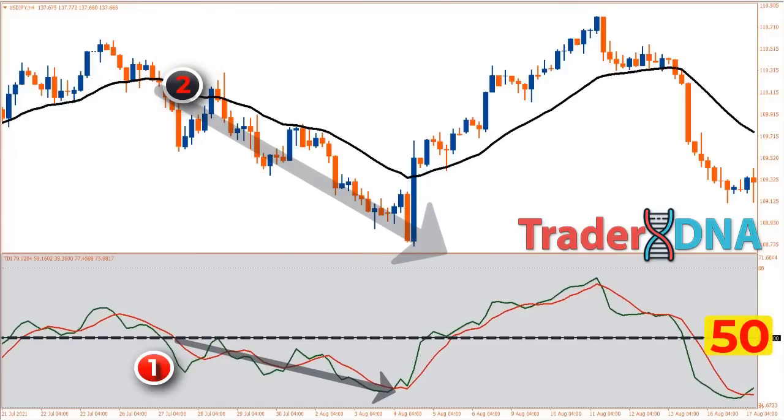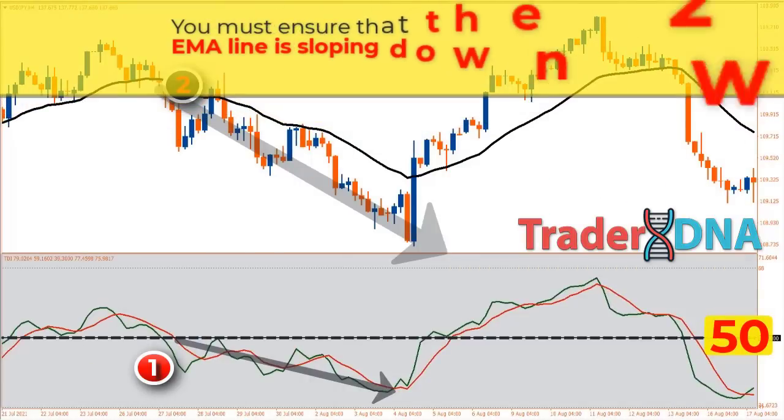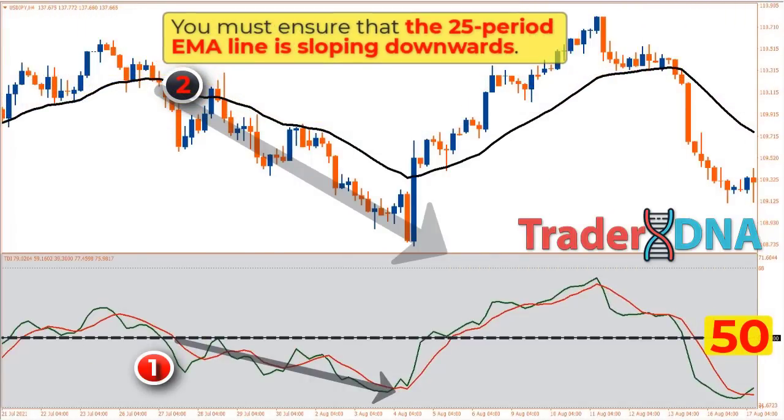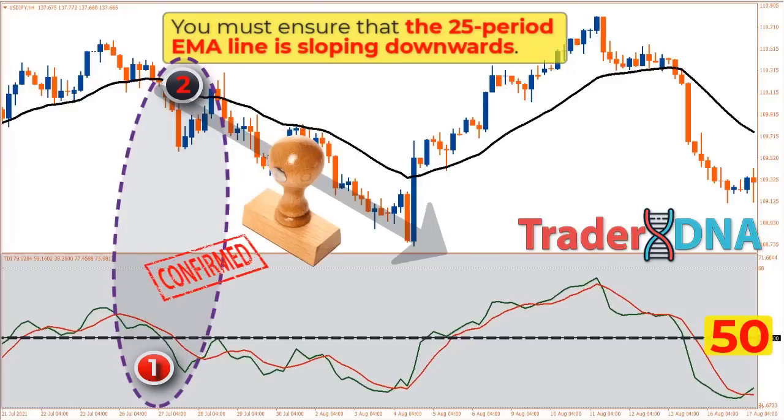When the price is below the 25-period EMA line, you must ensure that the 25-period EMA line is sloping downwards. The downward slope confirms that the bearish market information indicated in step number 1 is accurate and reliable. And now, we need other components of the market sentiment to share the same information before we're really ready to pull the trigger.